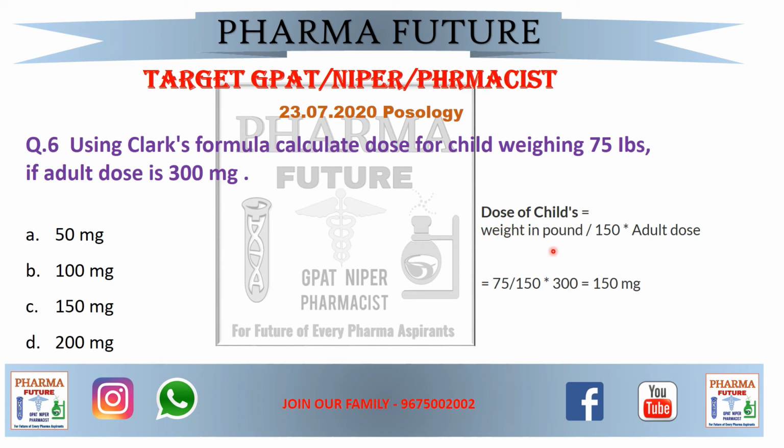Formula is weight in pound divided by 150 into adult dose. What is the weight in pound of the child? That is 75 pound. We will put the value in this. Then 150 is constant, then into adult dose. What is the dose of adult? It is 300 mg. Then we'll see 75 divided by 150 into 300. The right answer will be 150 mg. 150 will be the right answer.